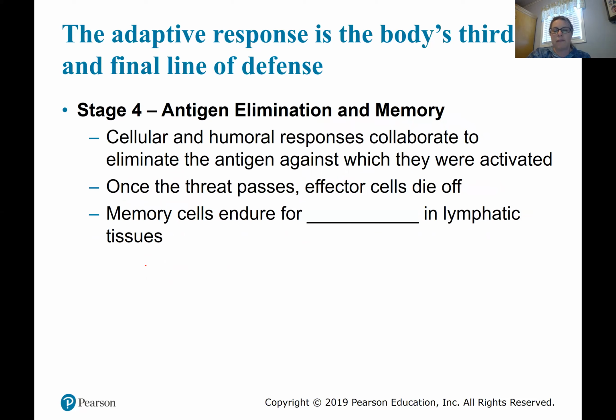Okay, and then step 4, that's actually like the quote unquote killing period. Okay, it's going to be eliminating those threats. Okay, so the T cells and the B cells are going to be responding during this time, and we'll talk about how that happens. And then once the threat passes, the effector cells begin to die off. Okay, the killer cells are going to start to die off. And then the memory cells might stick around for years. Okay, months or years, just depends on a lot of different things, but could be months, could be years.